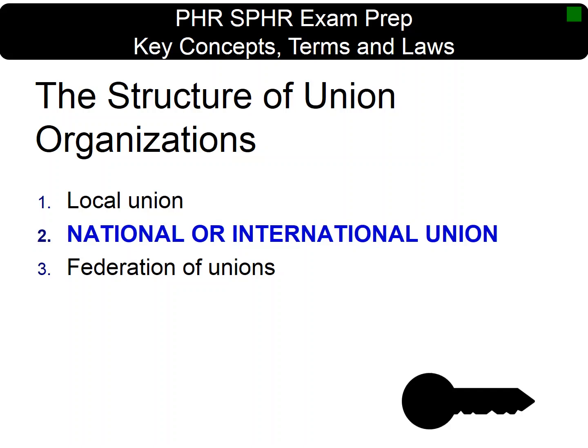National and international unions are collections of local unions, usually in the same industry. They have their own constitution, which establishes the rules and conditions for chartering the local unions.